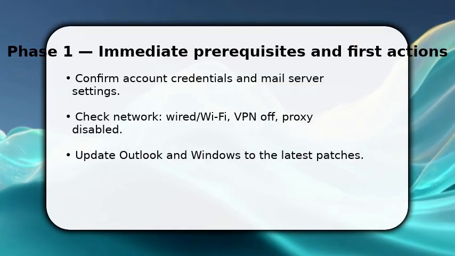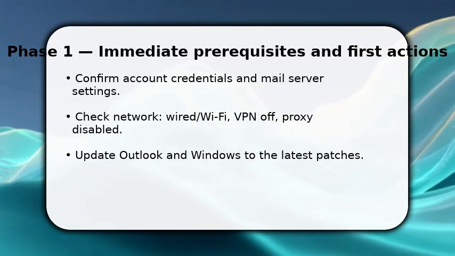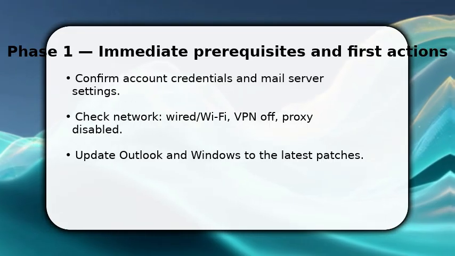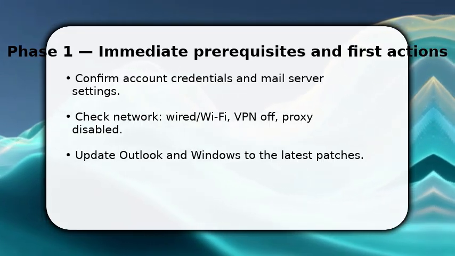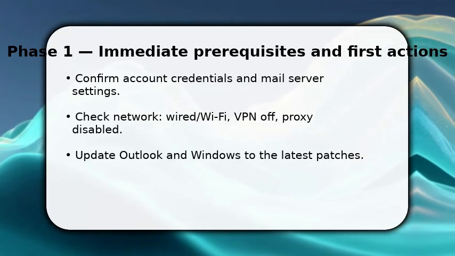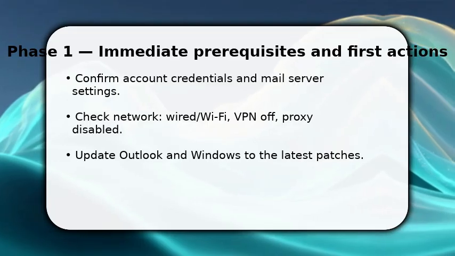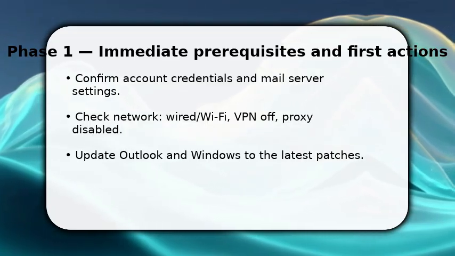You begin by confirming the essentials. Log into the account on the web to prove credentials work, and double-check mail server names and ports so Outlook isn't fighting the wrong endpoint. Once done, make sure your network is stable, switch from VPN to direct connection, disable proxies briefly, and test.